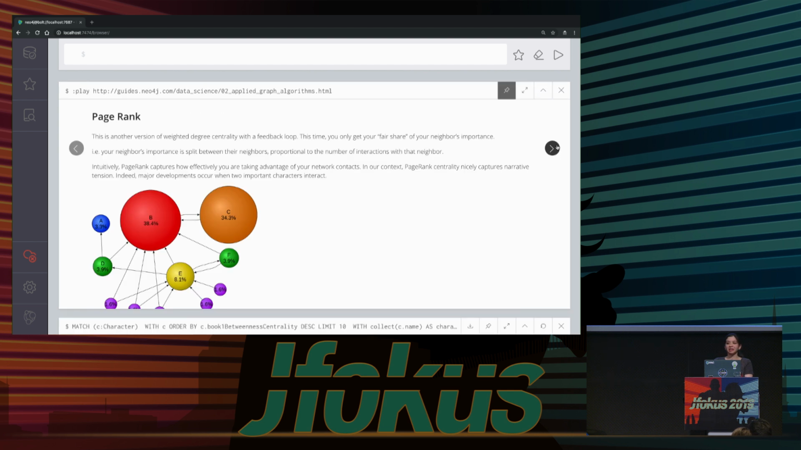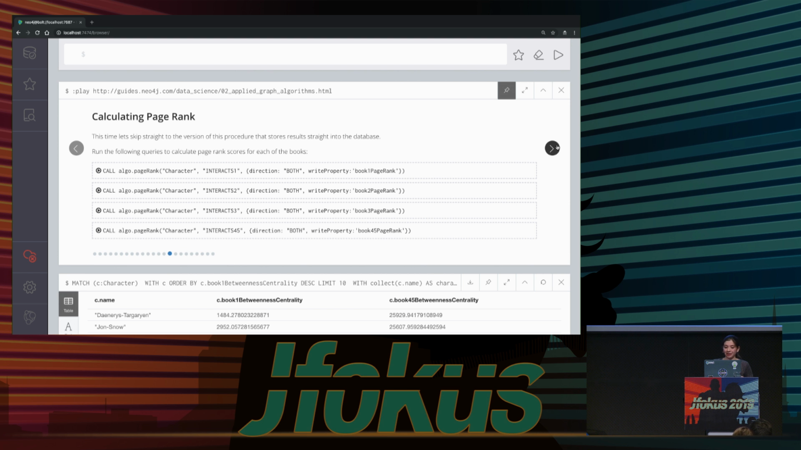PageRank. So I mentioned that this was a little bit different than betweenness centrality. The reason for this is you get some of your neighbors' importance. So if you're connected to some very important people or some very high up people, you kind of get some of their PageRank as well into your score. Betweenness centrality does not do that.